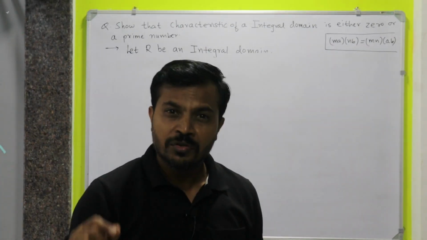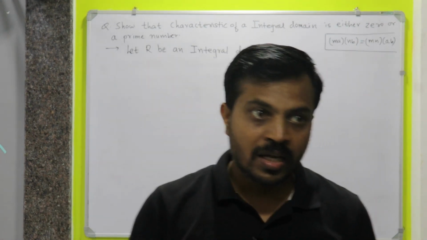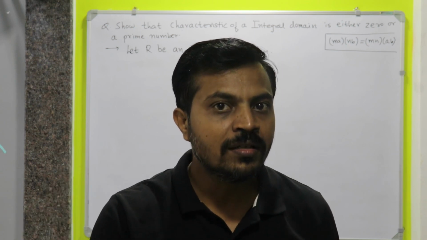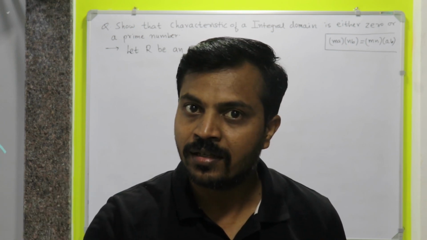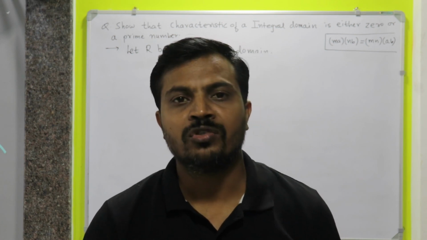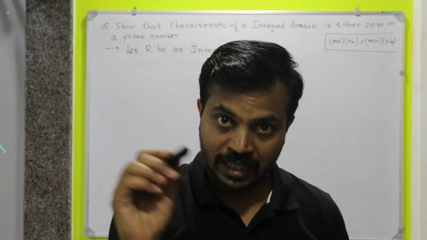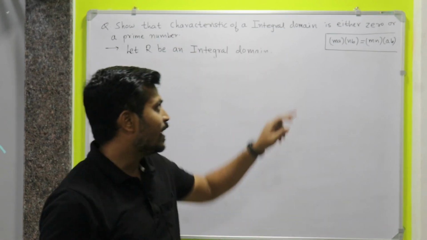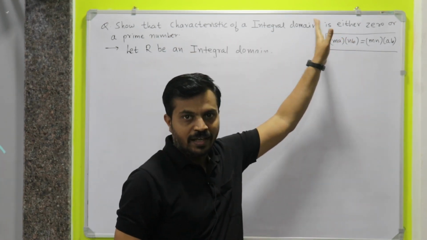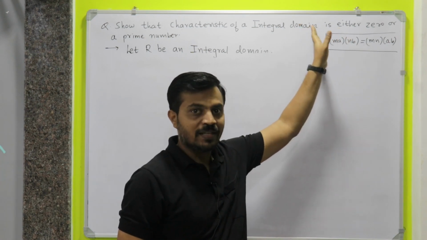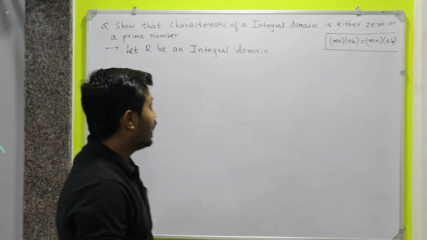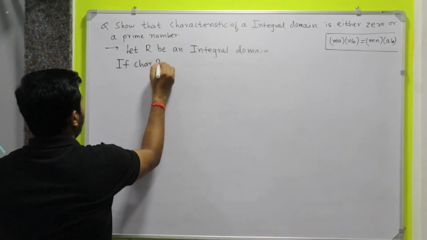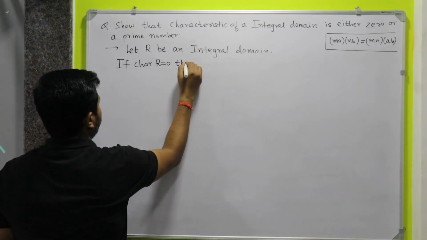Now if you recall the definition of characteristic of a ring, it is either a positive integer or it is 0, right? There are only two choices for it. If characteristic of R is 0, then we are through, right? Because that is exactly what we have to prove. Characteristic of integral domain is either 0 or a prime number. If characteristic of R is equal to 0, then we are through.